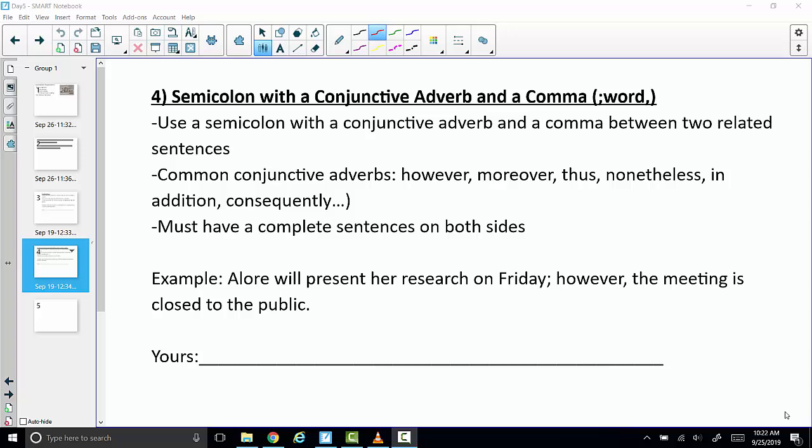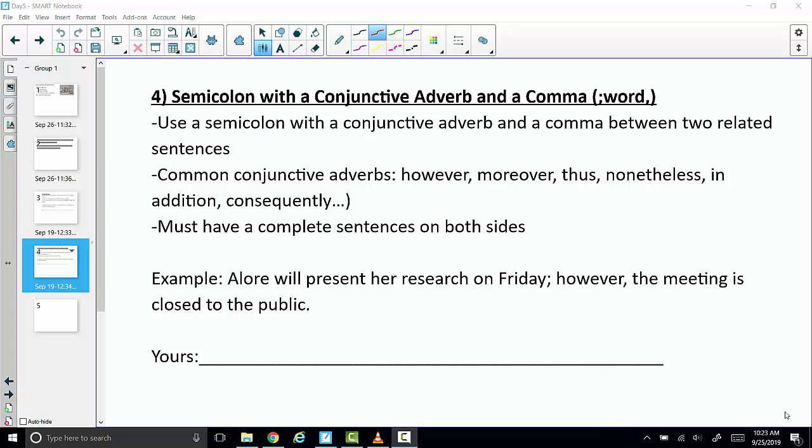Hello, today I'm going to talk about a semicolon with a conjunctive adverb and a comma. This is easy to use in your writing and it makes your writing look a little bit fancier. So you're going to use a semicolon with a conjunctive adverb and a comma between two related sentences.